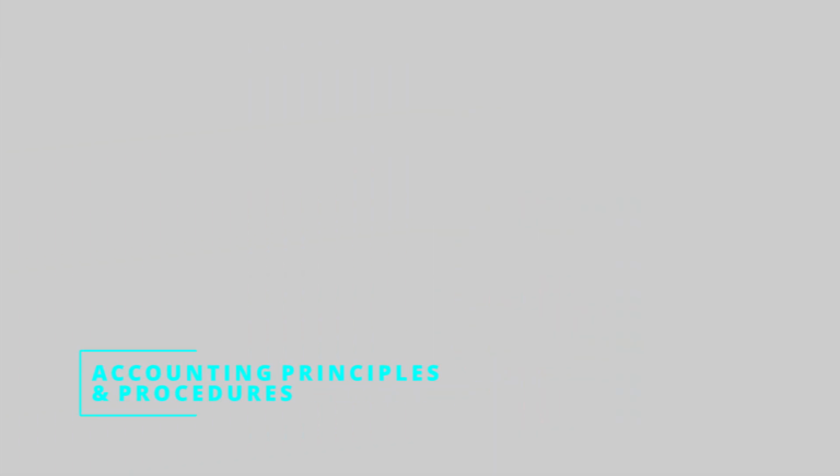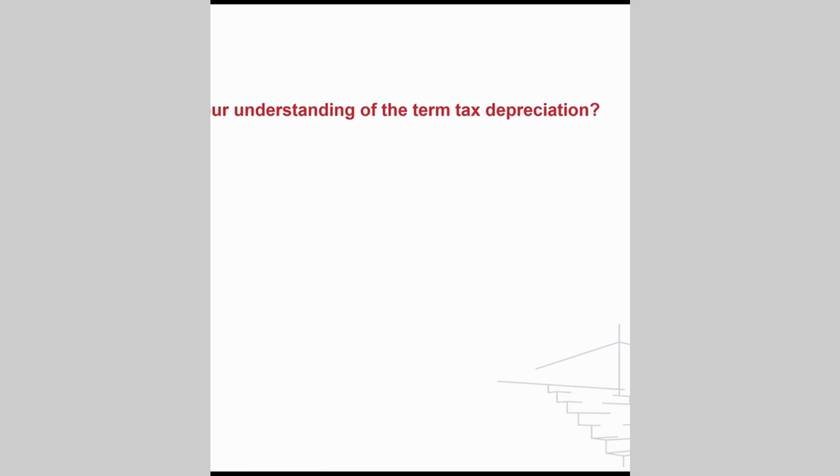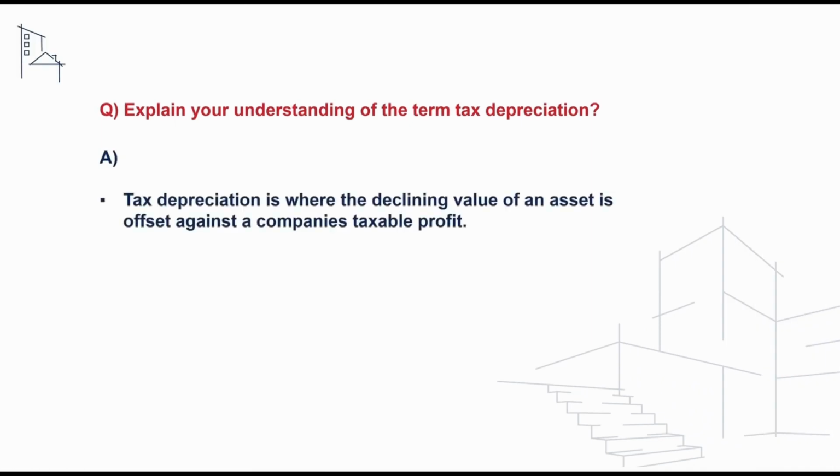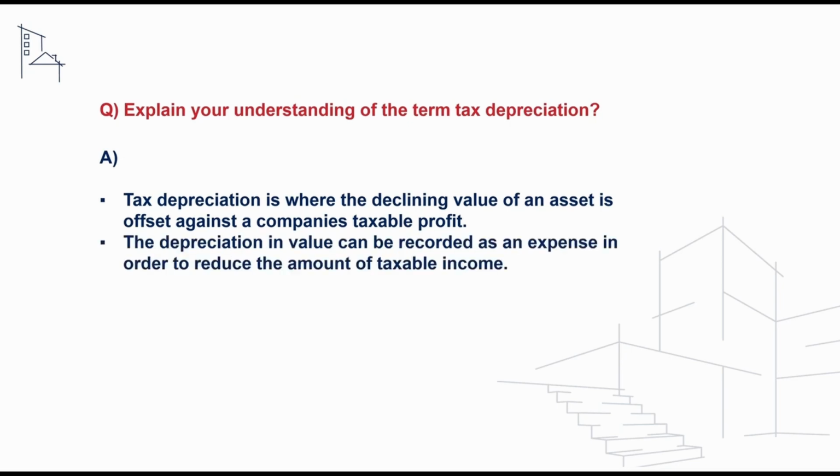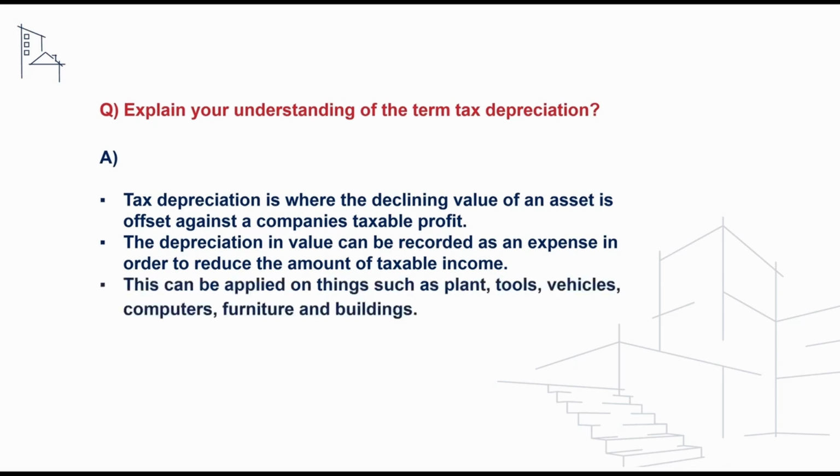And the first question we'll take a look at under this competency is please explain your understanding of the term tax depreciation. And to address this, we can say that tax depreciation is where the declining value of an asset is offset against the company's taxable profit. The depreciation in value can be recorded as an expense in order to reduce the amount of taxable income. This can be applied on things such as plant, tools, vehicles, computers, furniture and buildings.